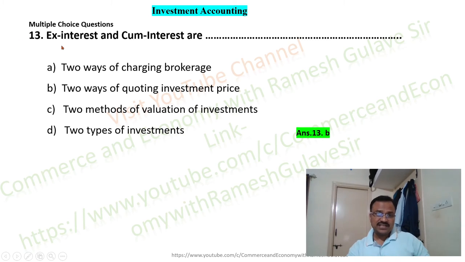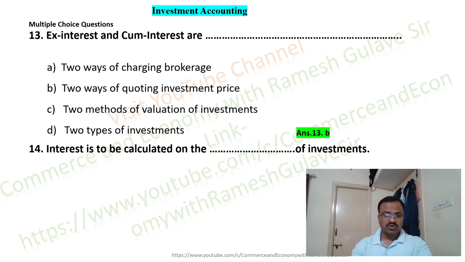Okay, ex-interest means the price of investment does not include the amount of interest. It excludes the amount of interest. And cum-interest means it includes the amount of interest, right? So for question number 13, option B is the right answer. Ex-interest and cum-interest are two ways of quoting investment price. Let us move on to the next question.